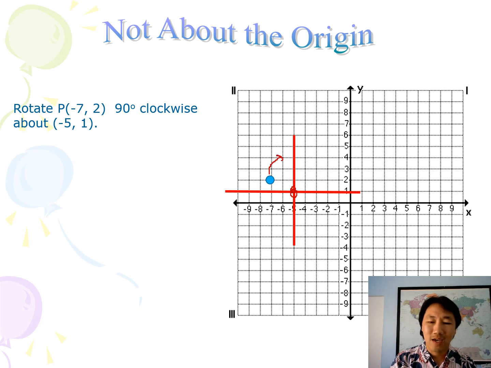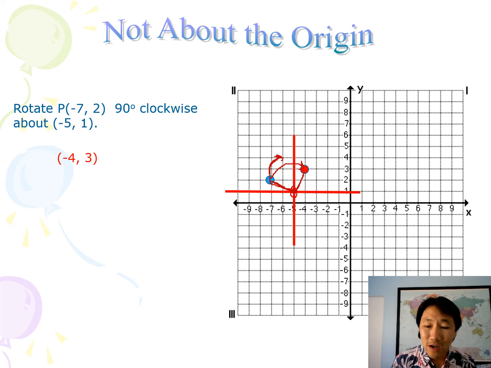Okay? So we kind of have to visualize it. Where do you think it's going to end up if I tie a string to here and then swing it around? It should end up at -4, 3. There it is. Okay, and that's 90 degrees from here to here.